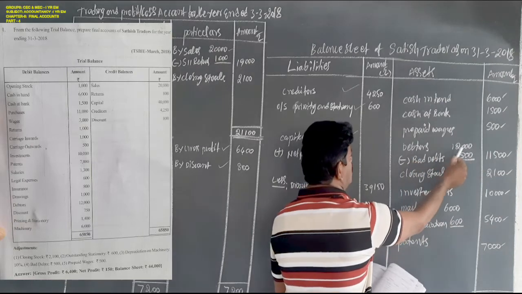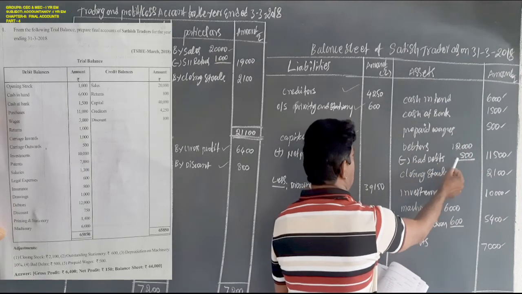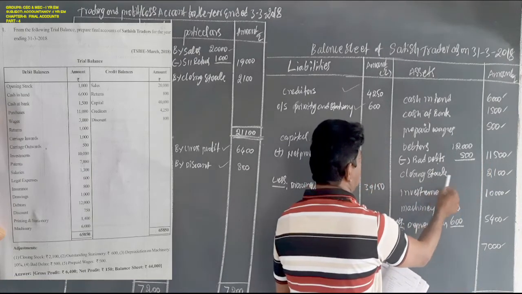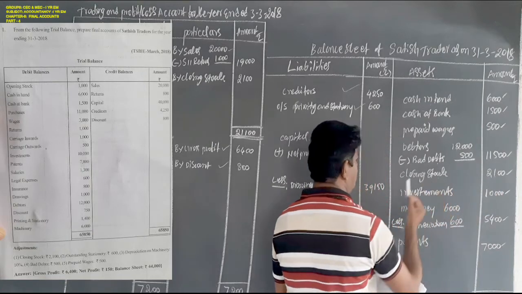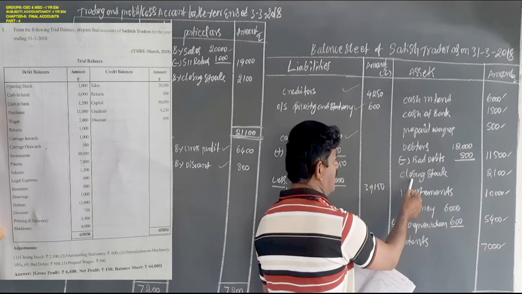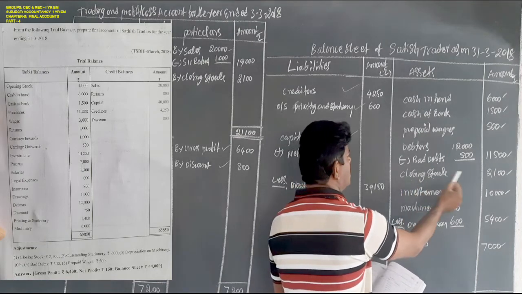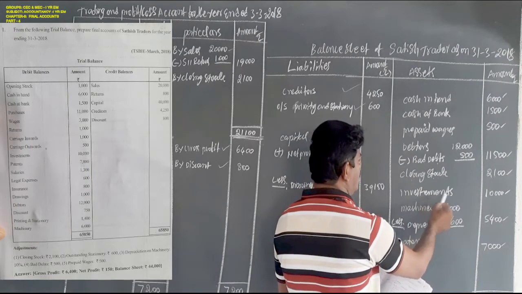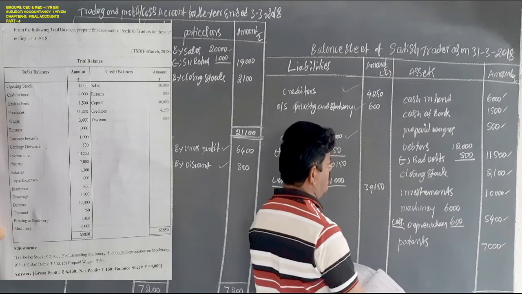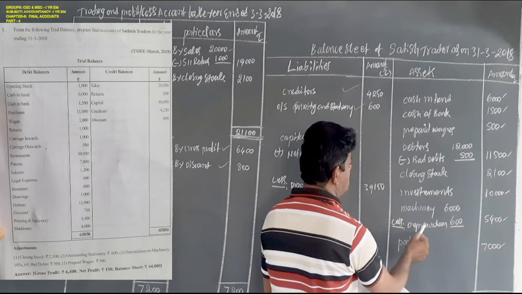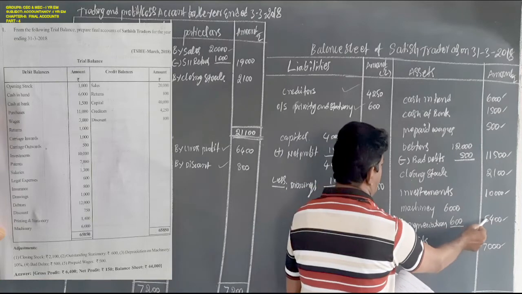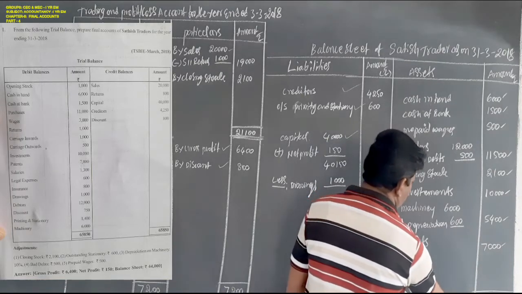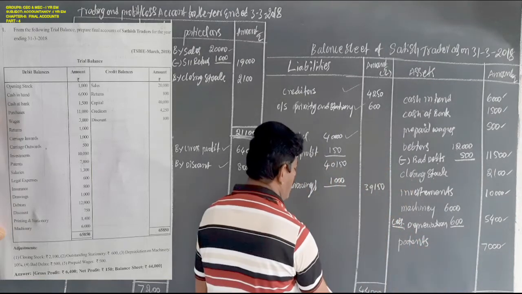Debtors is 12,000 rupees, less bad debts 500 rupees we deduct. We get 11,500 rupees. Closing stock 2,100 rupees is also given in the adjustment. It is recorded first in the trading account credit side, again in the balance sheet asset side. Investments are also given in the trial balance, it is an asset, so it must be recorded on the asset side. Machinery 6,000 rupees less depreciation 600 rupees, we get 5,400 rupees. Patents 7,000 rupees. Total assets are 44,000, liabilities also 44,000.